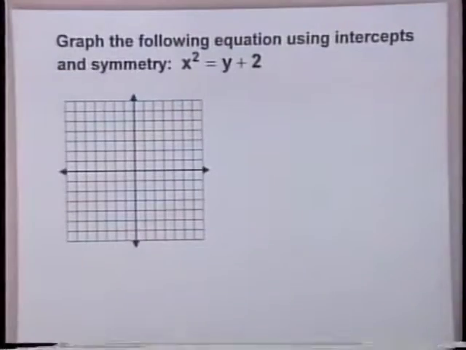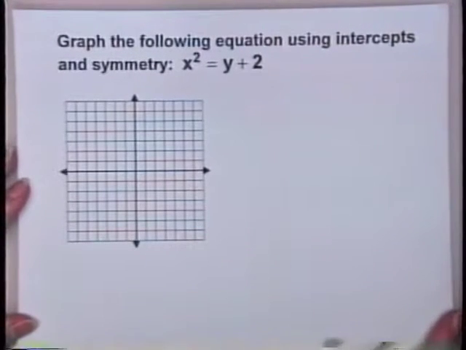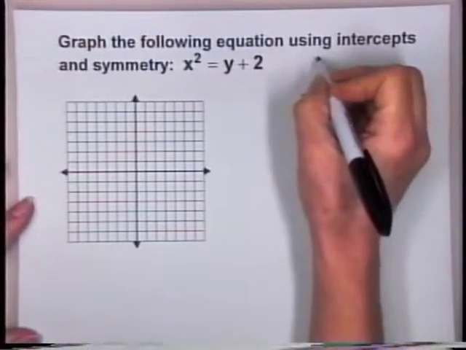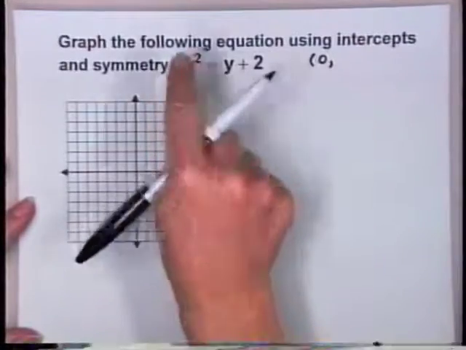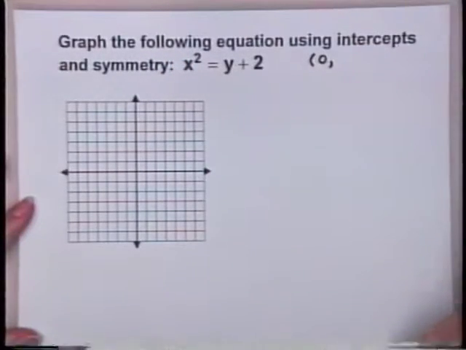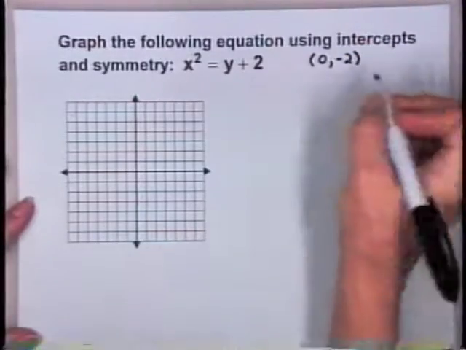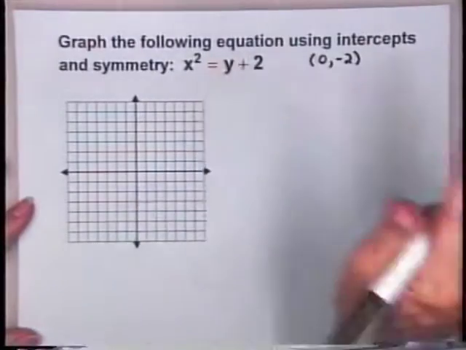Okay, we have one other problem to do here. Graph the following equation using intercepts and symmetry. Okay, so let's see. If x is 0 here, I have 0 equals y plus 2. Can you do that in your head? Y equals negative 2 then, doesn't it? Okay. And if y is 0, it says x squared is 2.